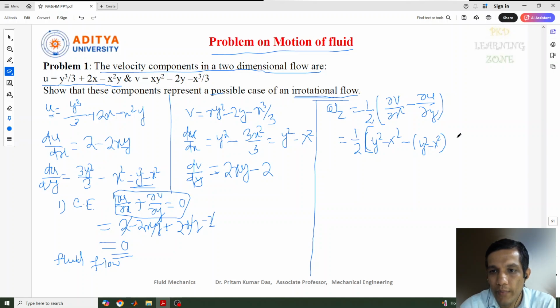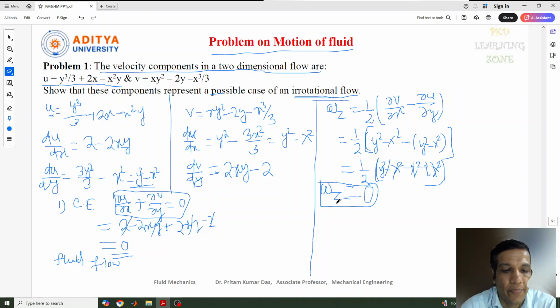Once we open the square bracket, 1 by 2 times y square minus x square minus of y square minus x square bracket close. If you see, all the values are going to be cancelled here. That means the rotational component omega z is going to be 0. So we can say this is the case of irrotational flow, because this is the condition for irrotational flow, and it is satisfied. So this component represents a possible case of irrotational flow.